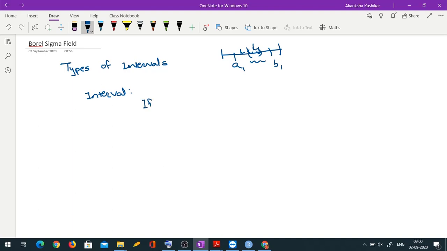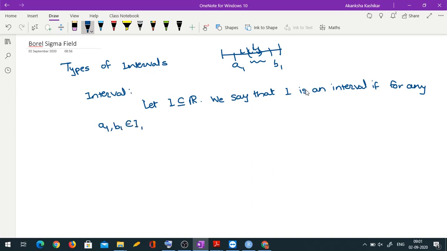So, let I be a subset of real line. We say that I is an interval if for any A1, B1 in I, A1 less than X less than B1 would imply X belongs to I. Okay, for every pair A1, B1 in I, if X is between A1 and B1, then X must be in the interval. Okay.